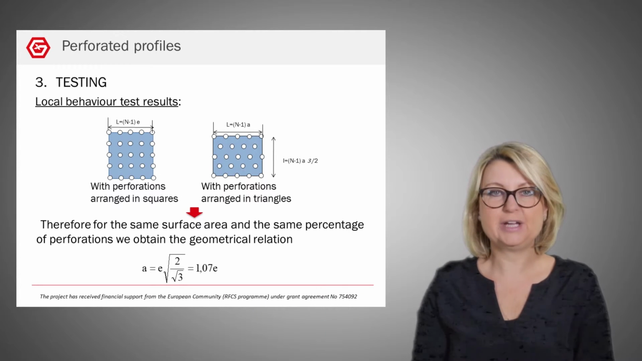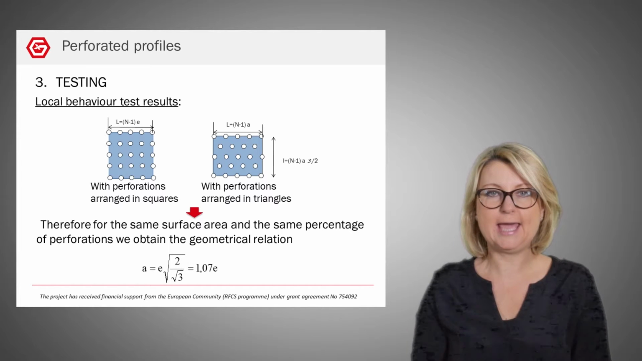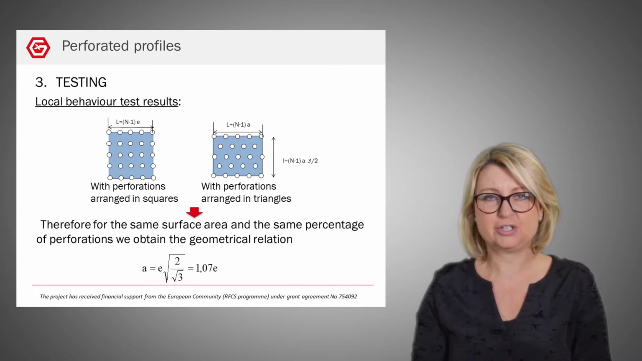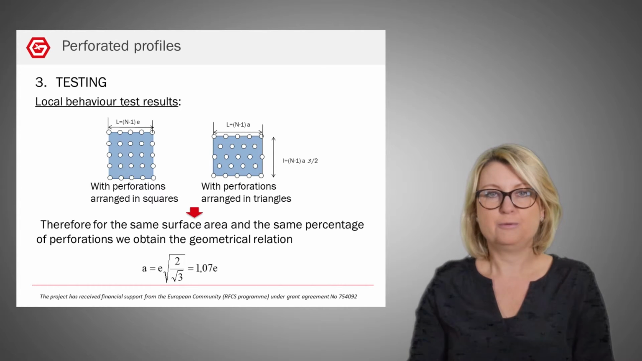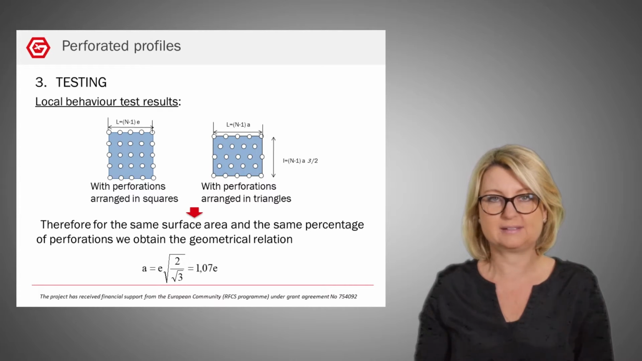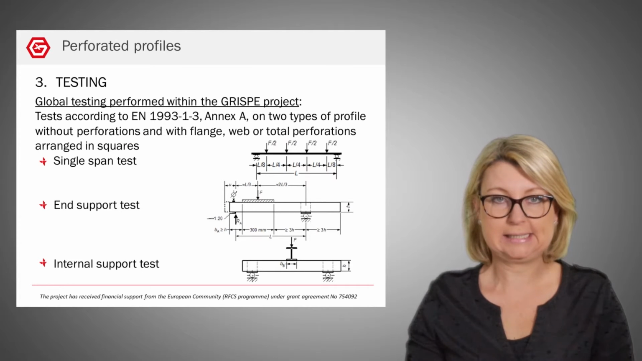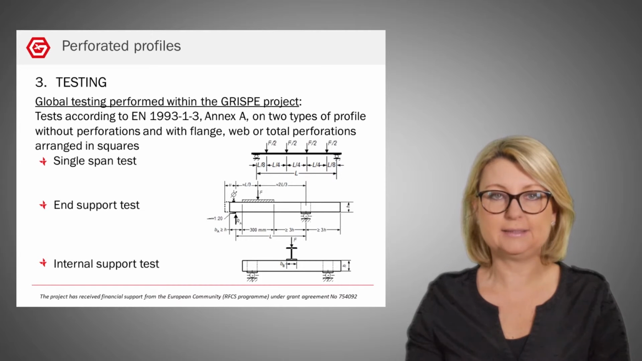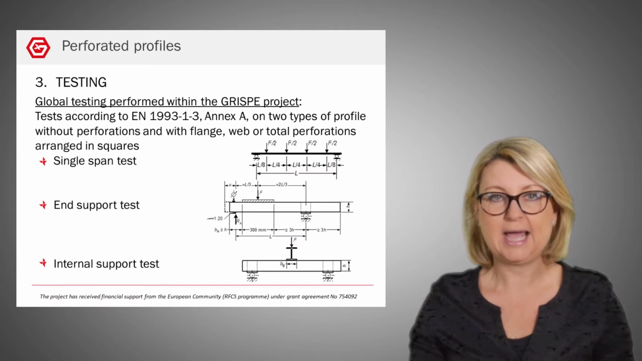A geometrical relation was determined between A and E for the same surface and the same percentage of perforations, where A is the spacing between the centers of perforations arranged in triangles and E is the spacing between the centers of perforations arranged in squares. Concerning the global testing, single span test, end support test, and internal support test were performed according to Eurocode 3 Part 1-3 Annex A.